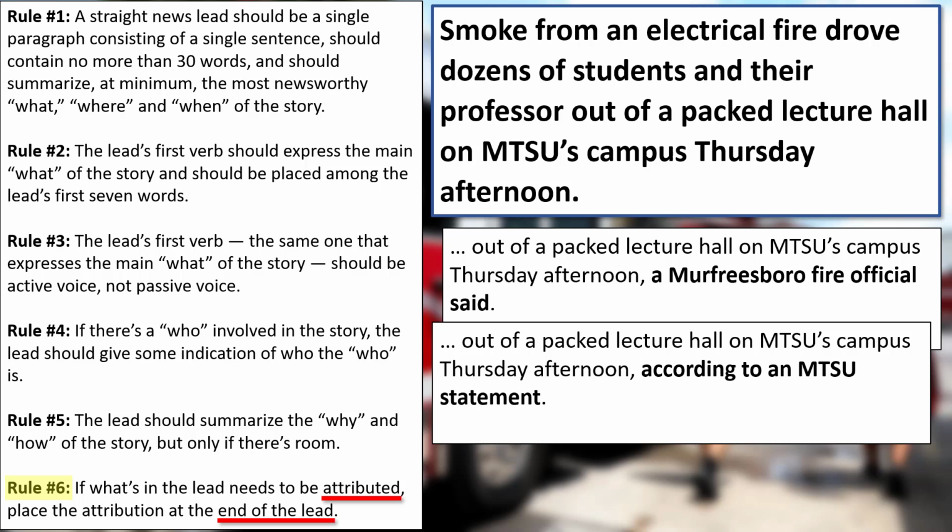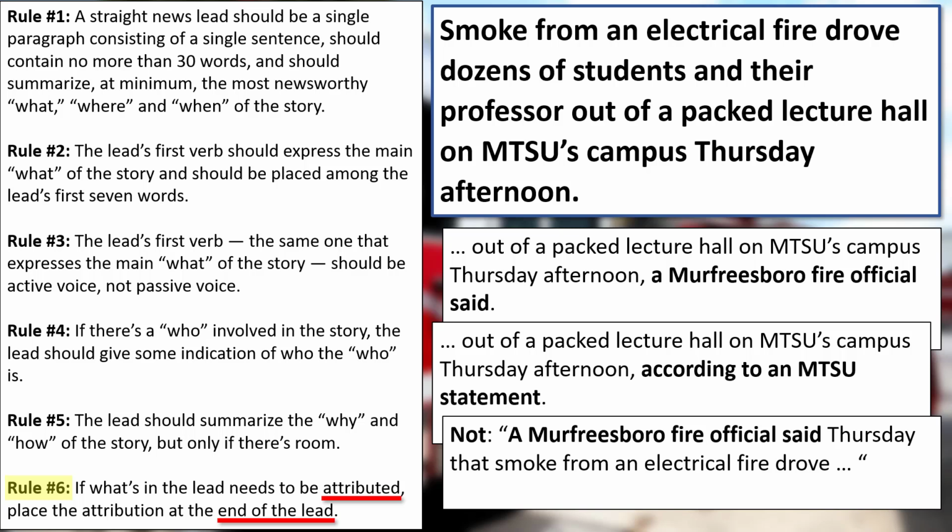Another structure you can use is this "according to" structure. Out of a packed lecture hall on MTSU's campus Thursday afternoon, comma, according to an MTSU statement. Many editors will tell you to use some form of the verb to say, in this case said, if the source is a person, because people can say things, but use "according to" if the source is some inanimate object, like a statement or a letter or an email or a text message or something like that. Because those things are not people, they can't actually say things. They can just show information or something like that.